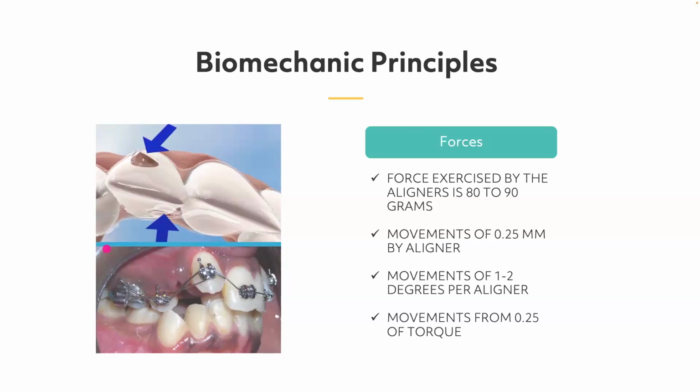And then we have 1 to 2 degrees of rotation, which is the degrees of movement for torque, rotation, or tipping. We can achieve 2 degrees, which is also a good amount to move by aligner. And 0.25 for torque is the same.